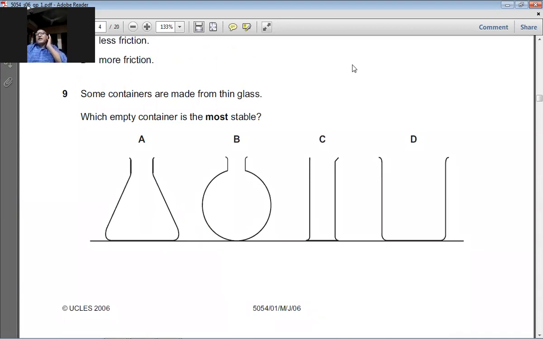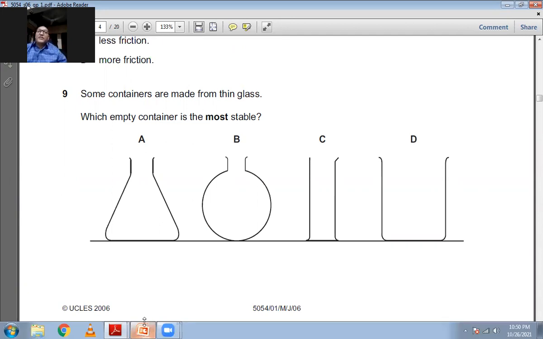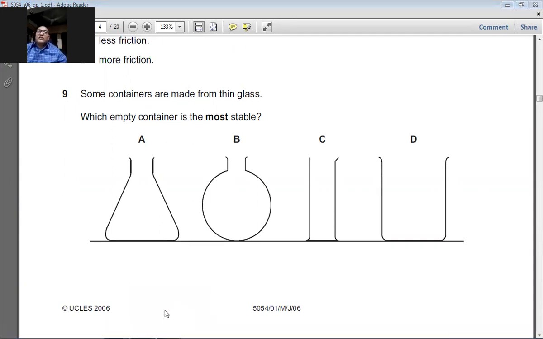Some containers are made from thin glass. Which empty container is more stable? More stable will be that whose most mass is lower, meaning in the lower portion, and whose base area is larger, and the mass in the upper area is less. So clearly it's choice A, because its base is quite wide and most of the mass will be here. So its center of gravity and center of mass will be lower, so it will be most stable. The lower the center of gravity, the more stable that object will be.